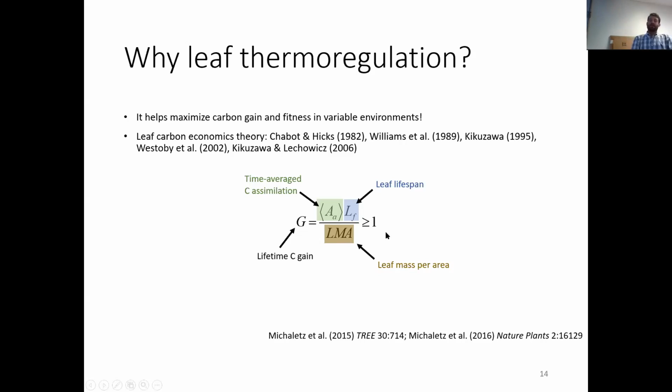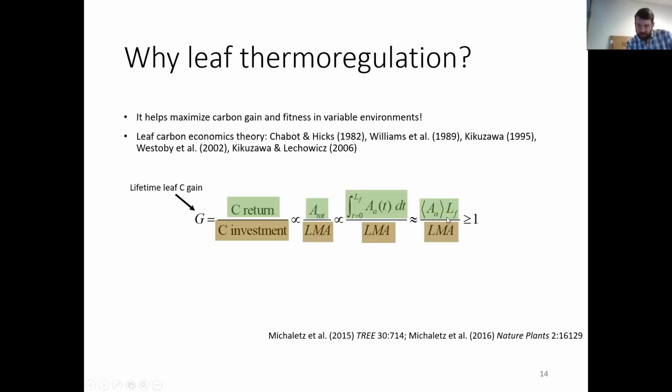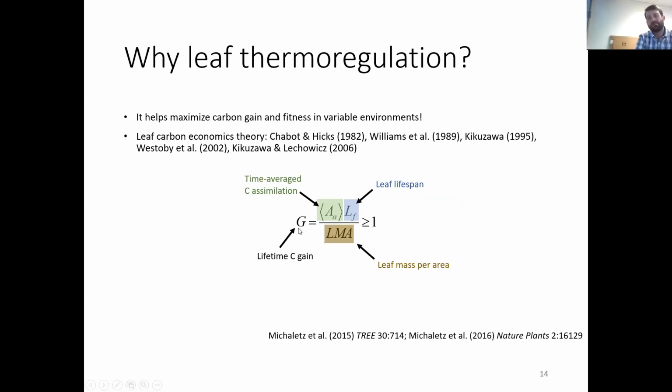Okay, so we can take a look at one of these terms here in more detail. The lifetime carbon gain equals the time averaged assimilation rate, or the rate of photosynthesis, multiplied by the leaf lifespan, divided by the leaf mass per area. Basically we can think of this like a bank account. We have some cost of building something, and so we're in debt. When we build a leaf, the leaf is in debt, and we have to pay that back, which is our assimilation rate. We have to pay back that carbon, and we have some length of period over which we can pay it back, okay? So we can multiply this through to get the lifetime carbon gain.